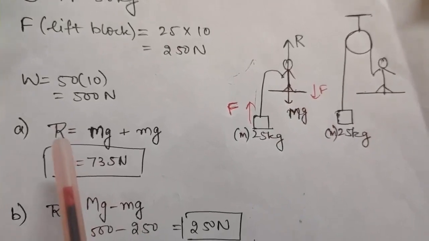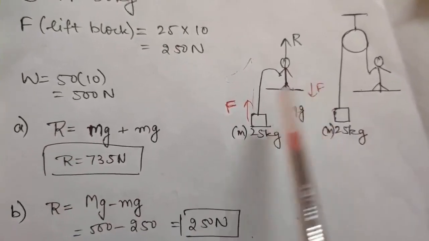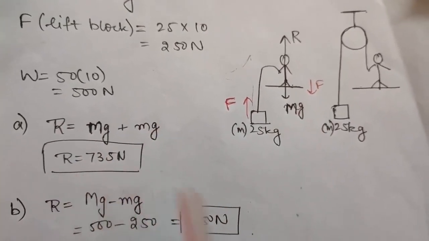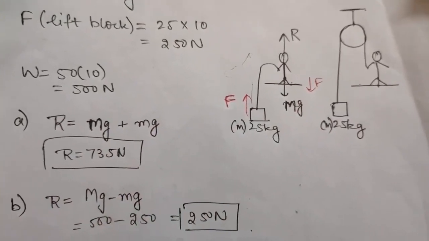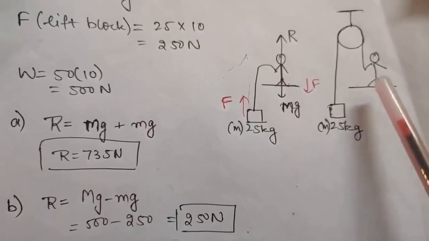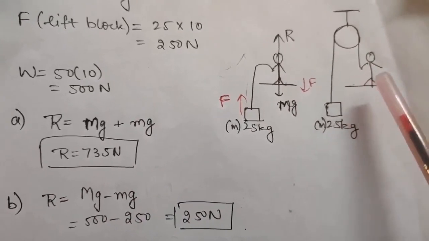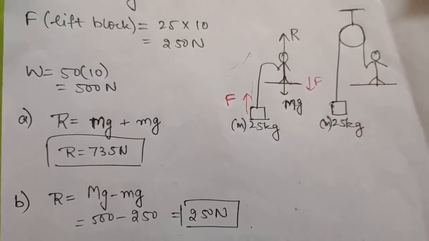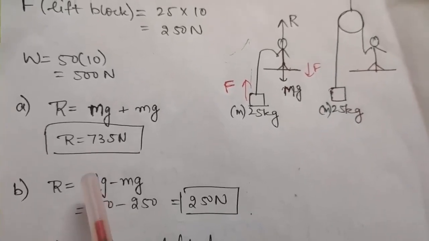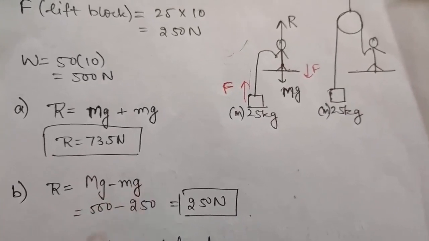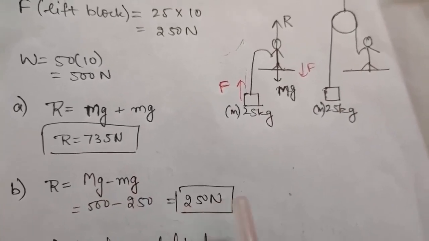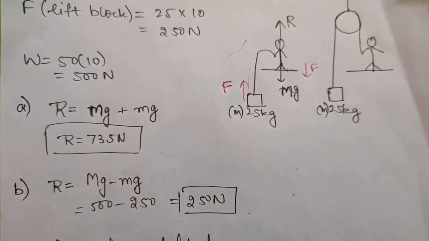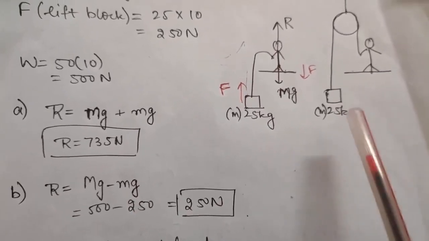So that reaction due to the ground will be equal to capital Mg plus small mg, so that will be 735 Newton. Now in the second case, the same man is applying the force but now in the downward direction. Therefore, in this case the apparent weight of the man will decrease and that will be capital Mg minus small mg, and that will give you 250 newtons. Because in this case the reaction force will be acting upward due to the ground.